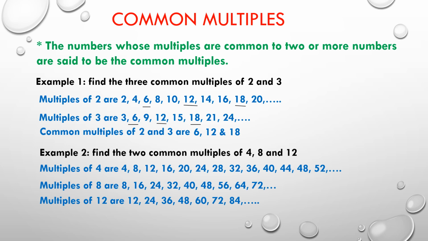Common multiples of 4, 8 and 12 are, first common multiple, just look at the multiples of 4, multiples of 8 and multiples of 12 and give me the answer. What is the first common multiple of 4, 8 and 12? Yes, 24. Then the second one, yes, 48. Very good. So I can say common multiples of 4, 8 and 12 are 24 and 48, because in the question they are asking me only 2, so I just find out 2. Whenever you have a question related to common multiples, they are giving you the number also, how many you have to find out.